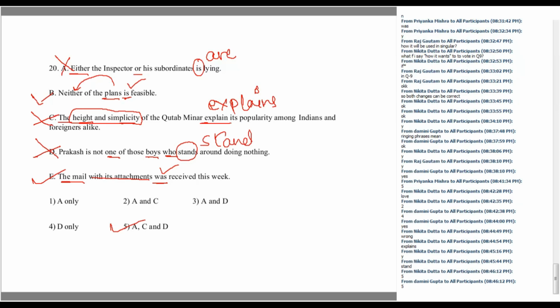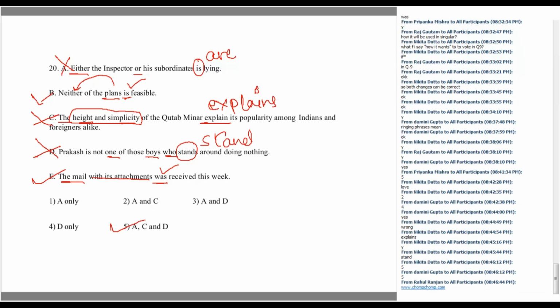Please take a look and let me know if there is any doubt. Anything you did not understand. Anything requires clarification? Okay, so like I told you in the last class also, there is a website, chomchomp.com. It is very simple. It is very easy. There are exercises on subject-verb agreement. Please go through those exercises.